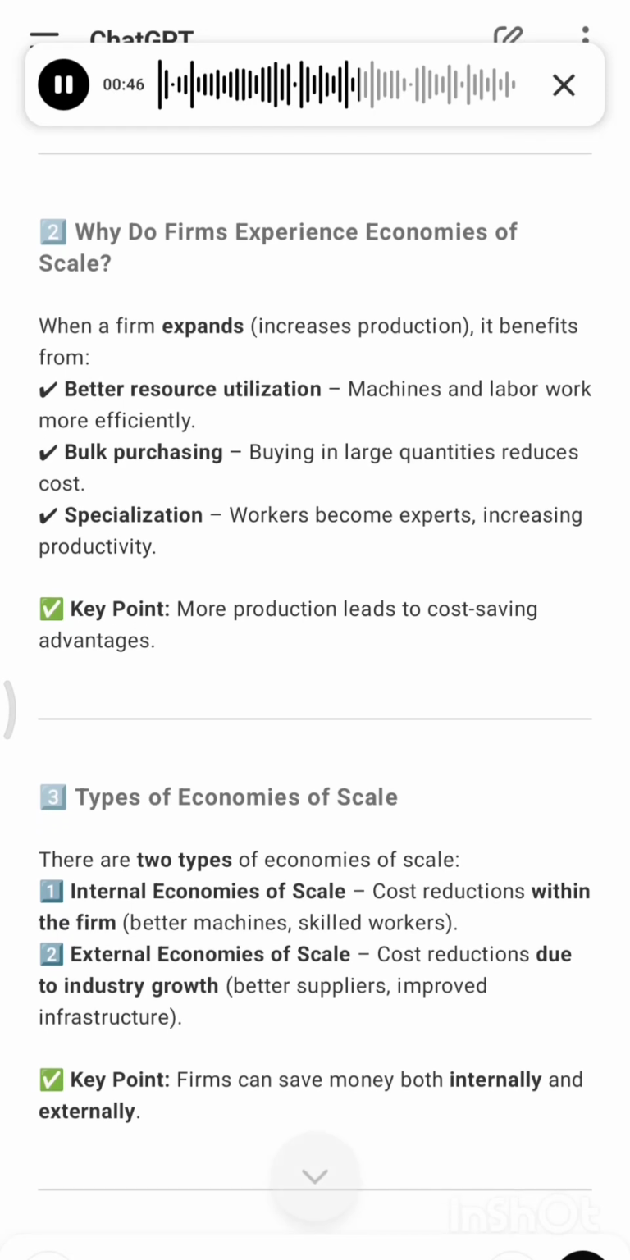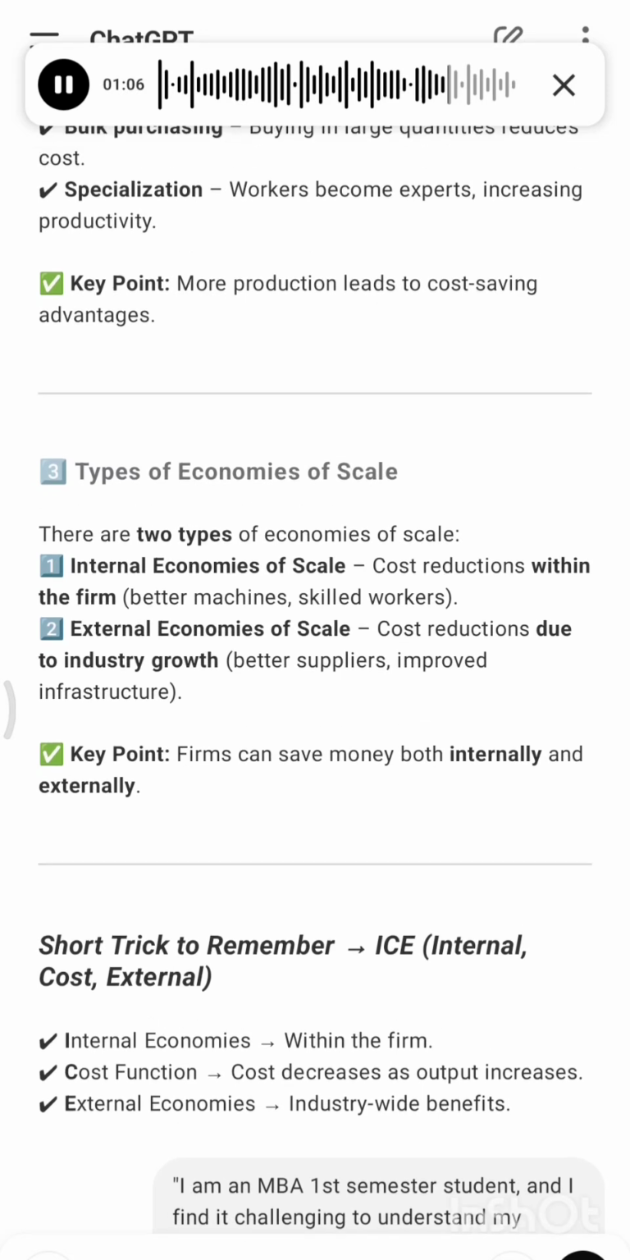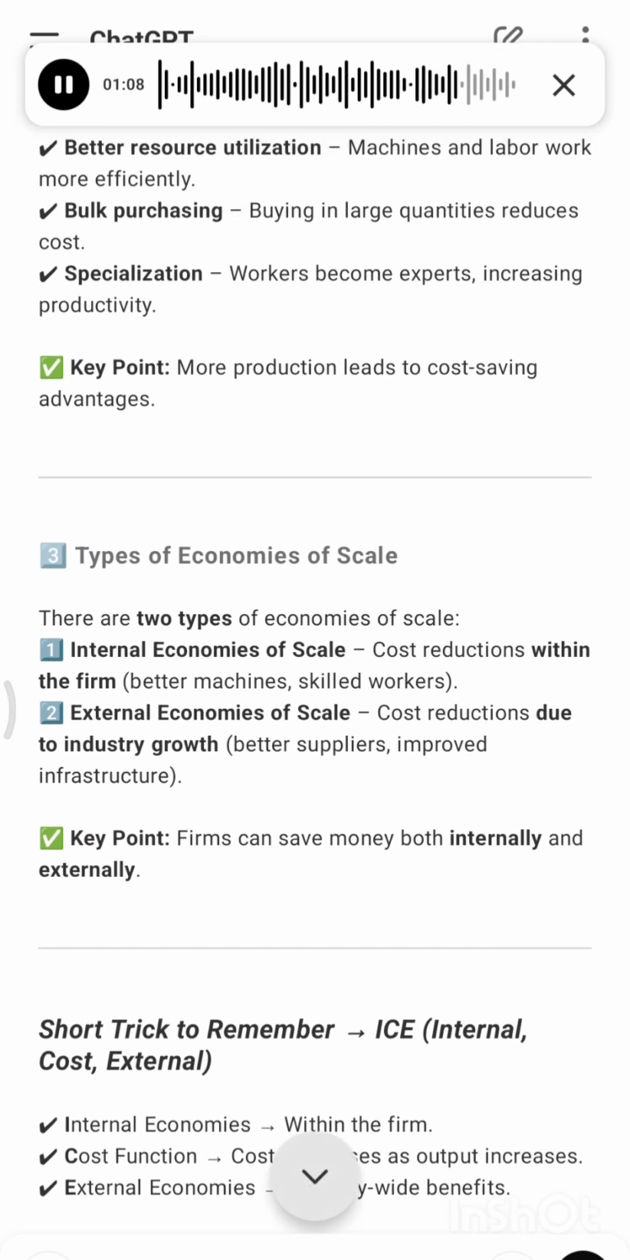Types of economies of scale. There are 2 types. 1. Internal economies of scale: cost reductions within the firm, better machines, skilled workers. 2. External economies of scale: cost reductions due to industry growth, better suppliers, improved infrastructure. Key point: firms can save money both internally and externally.